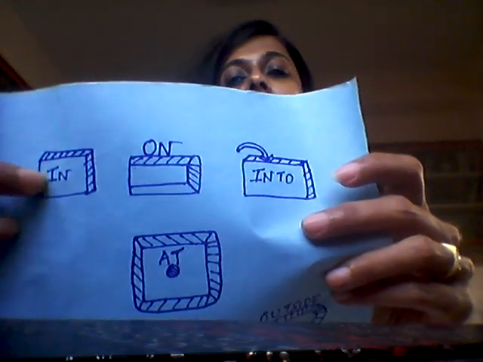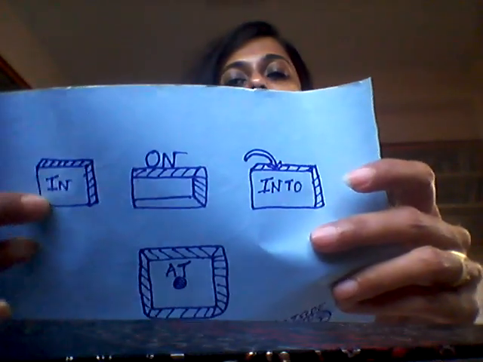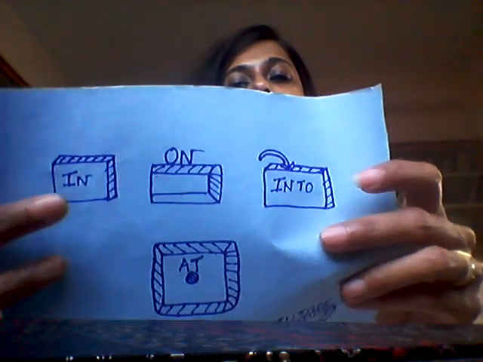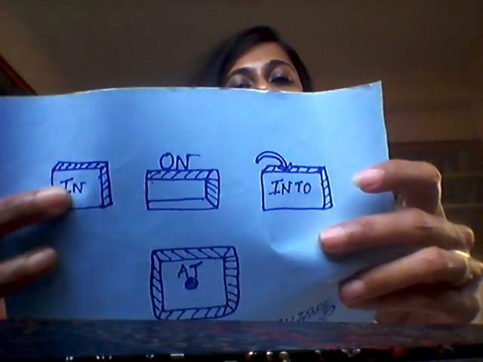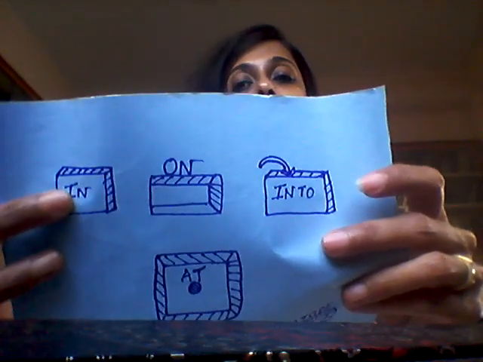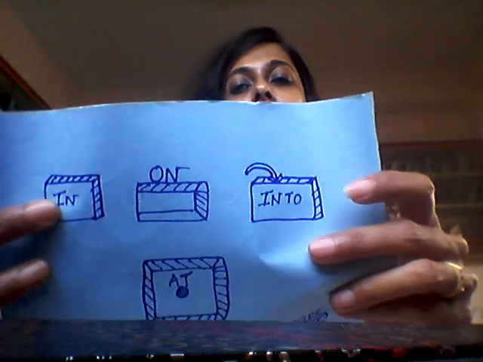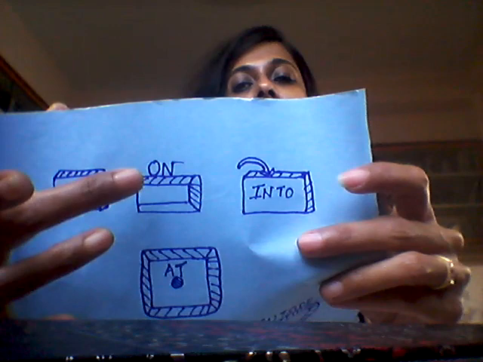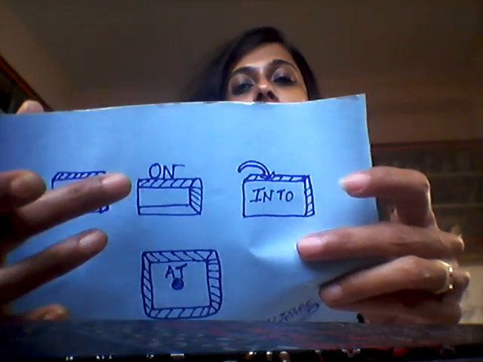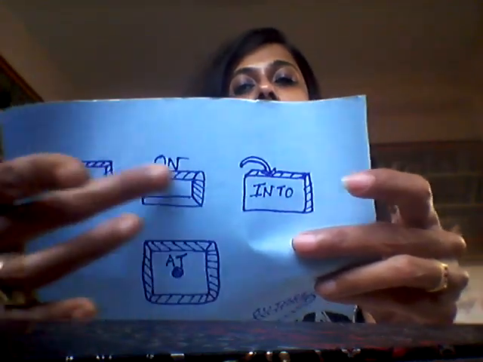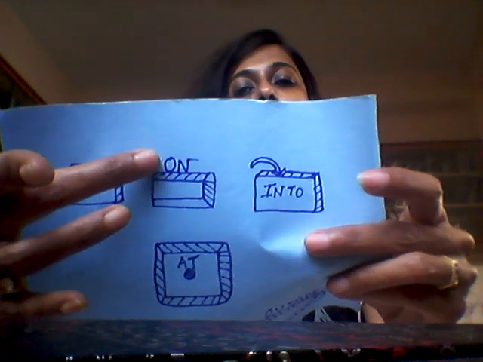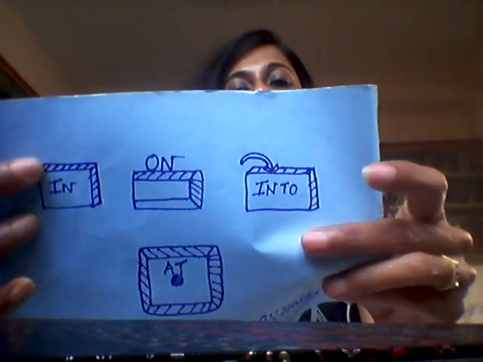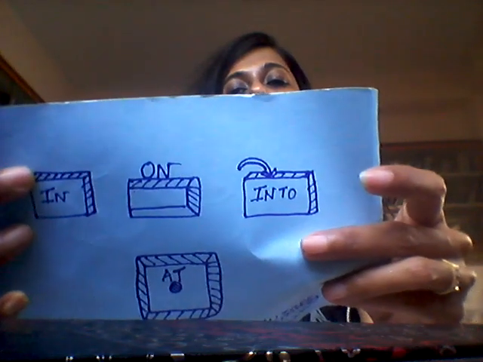When do we use in? When something or somebody is placed or positioned within an enclosed area or space, that's when we use in. So, in a room, in a house, in a box. On, when some object or a person is placed or positioned on the surface or top of something, so that's when we use on. So, on the shelf, on the table, on the roof.